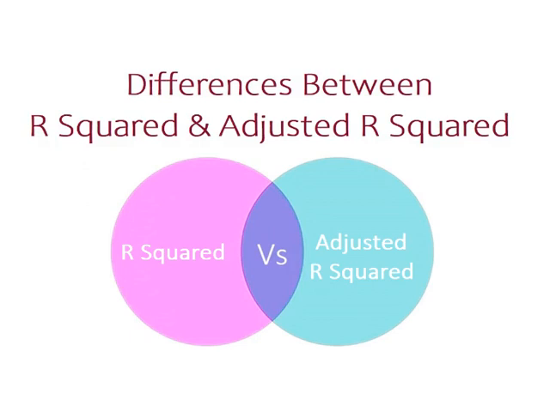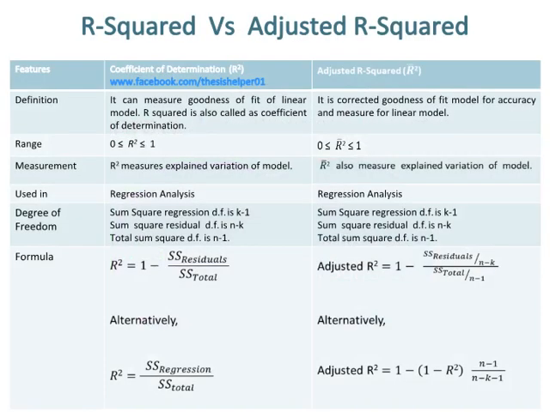Differences between R squared and adjusted R squared. R squared versus adjusted R squared. The definition of R squared is that it measures goodness of fit of a linear model. R squared is also called the coefficient of determination, while the definition of adjusted R squared is that it is a corrected goodness of fit model for accuracy and a measure for a linear model.